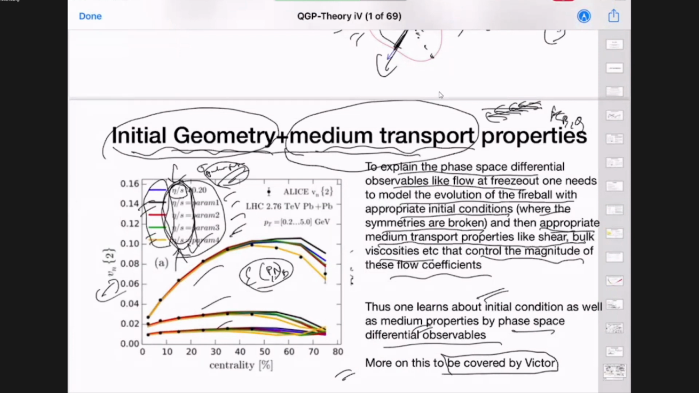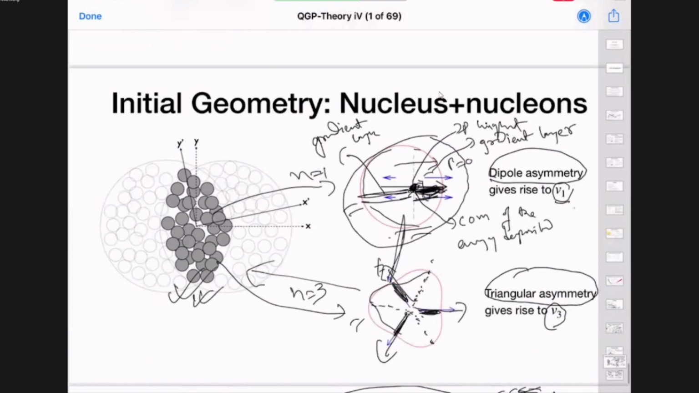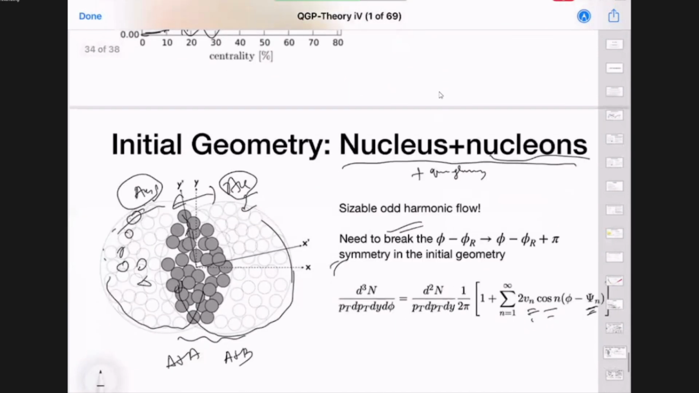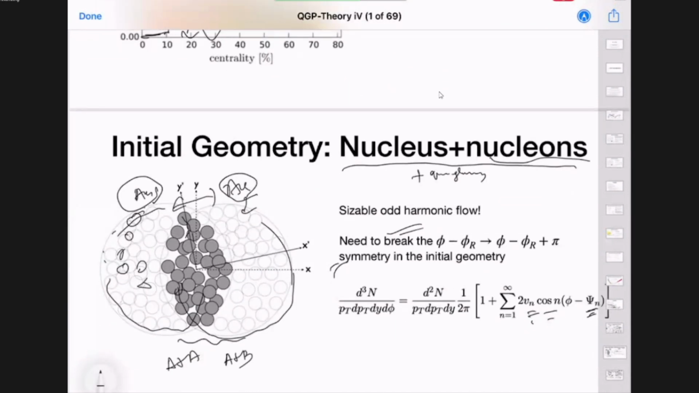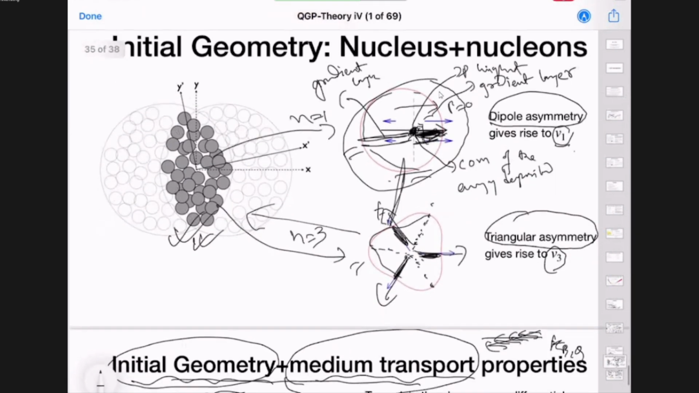As you have said, V3 and higher order flow harmonics, the odd flow harmonics, are generated because of these fluctuating initial conditions, the fluctuations in the positions of the nucleons inside the nucleus. Now, the smaller the size of the nucleus, the smaller the number of nucleons. So does that mean there will be higher fluctuations in their position? Because if it goes as 1 over the square root of n, then for a smaller nucleus, do we expect a smaller value of Vn, V3 or V1?